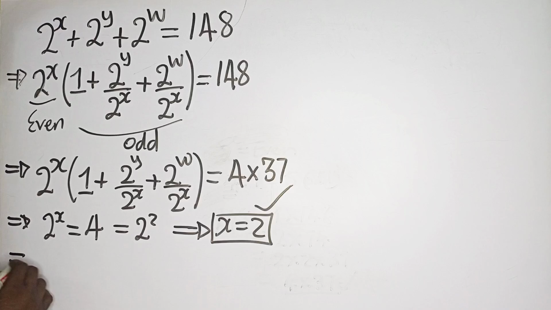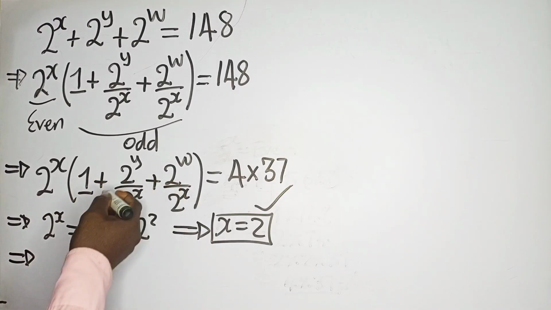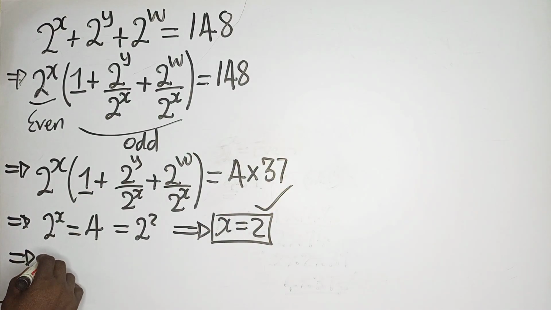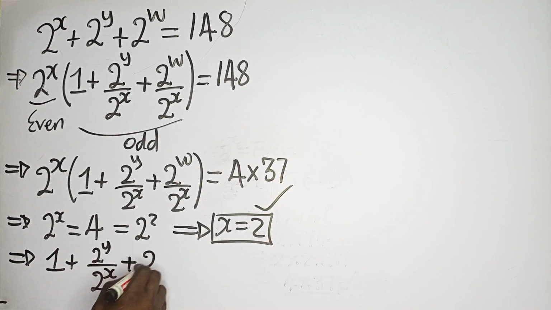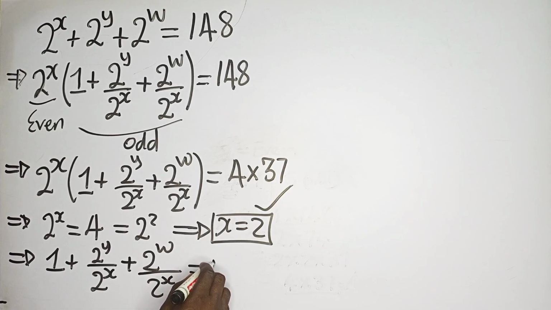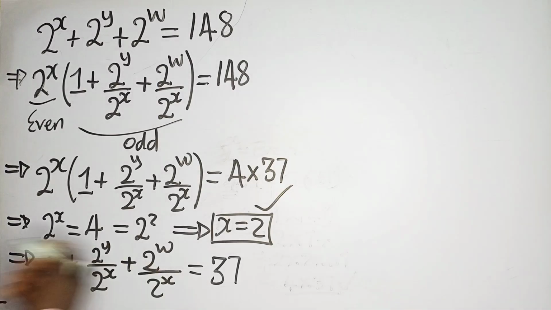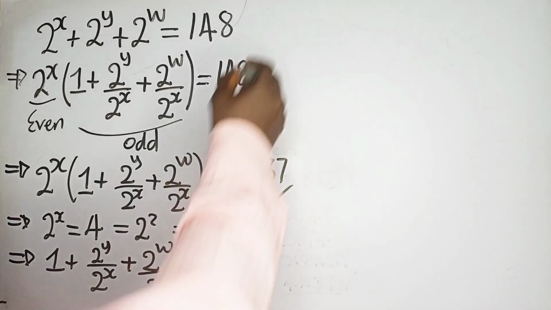All right, corresponding expression for the odd, we equate them. So we have 1 plus 2 to the y all over 2 to the x plus 2 to the w all over 2 to the x is equal to 37. So we also equate now the odd expressions, the left hand odd expression and the right hand odd expression.